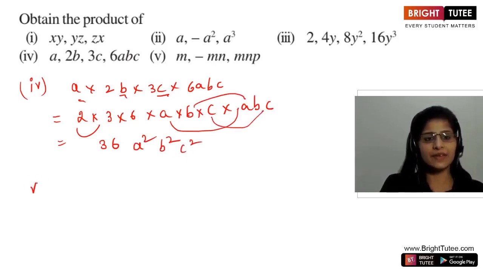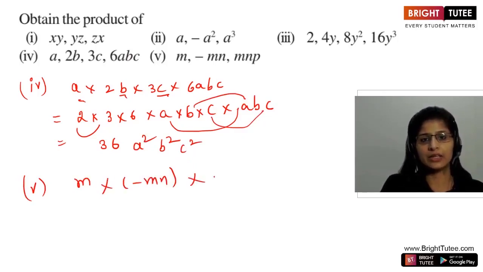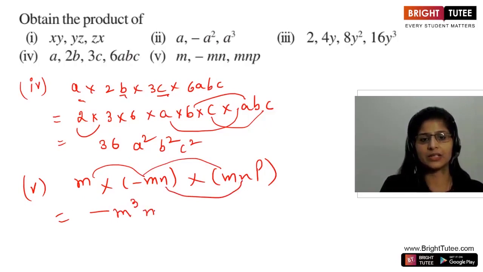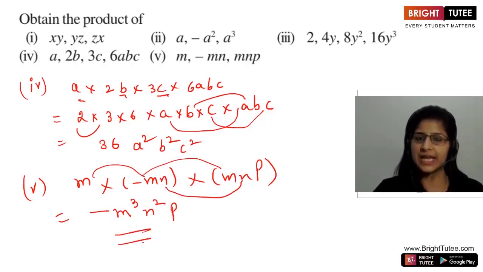Right? In the fifth part, we have m into minus mn into mnp. So, how many m's do we have? Definitely minus will come in front. m into m is m square into m. m is multiplied 3 times, n is multiplied 2 times, and p is just multiplied once. Is that clear?